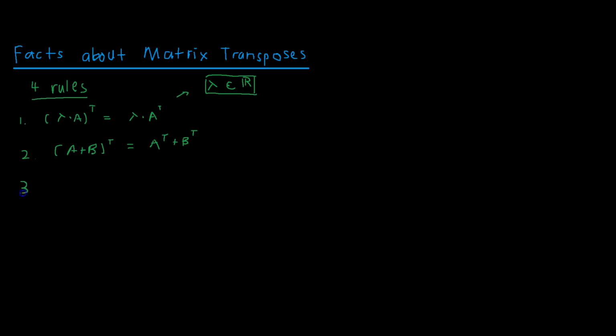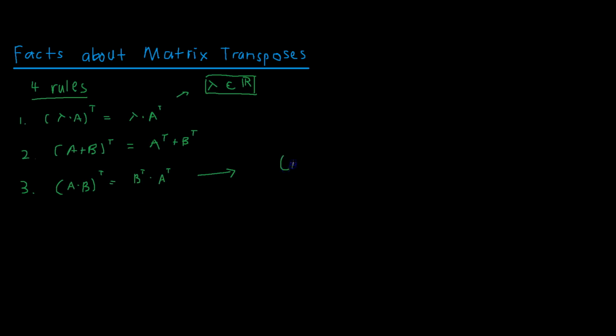Now moving on, the third rule relates to how matrices are not commutative. So when we multiply two matrices and then take the transpose, this is equal to the transpose of the second matrix multiplied by the transpose of the first matrix. So (A times B) transpose is equal to B transpose times A transpose.